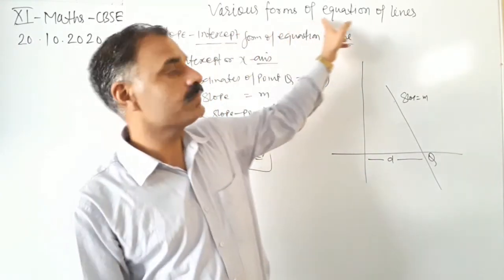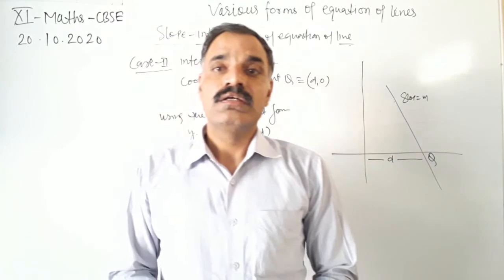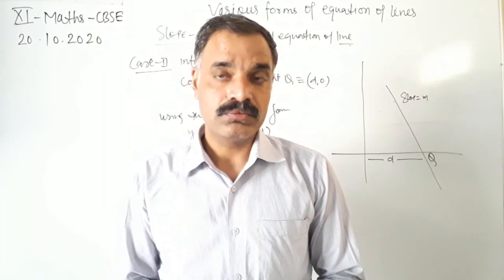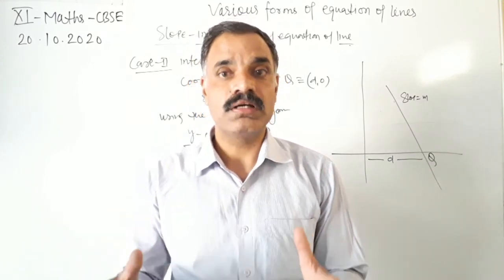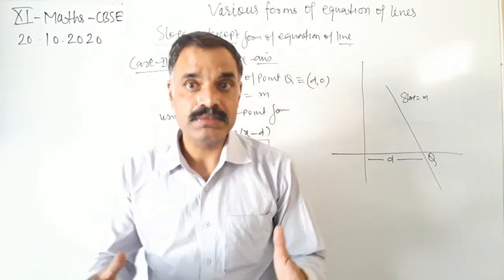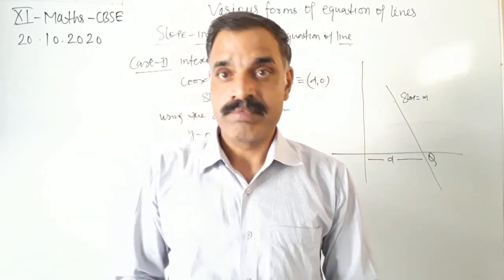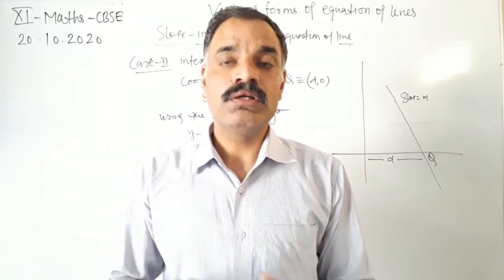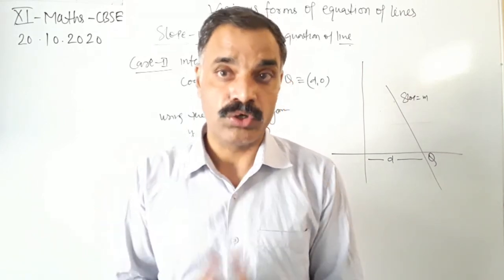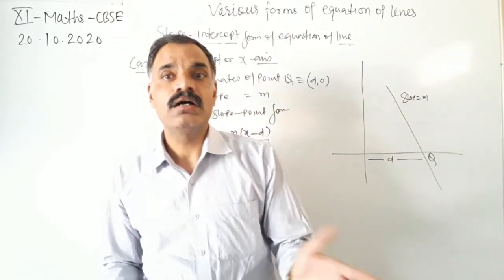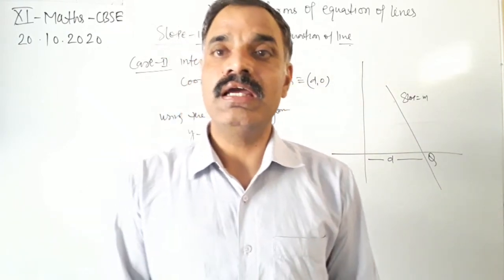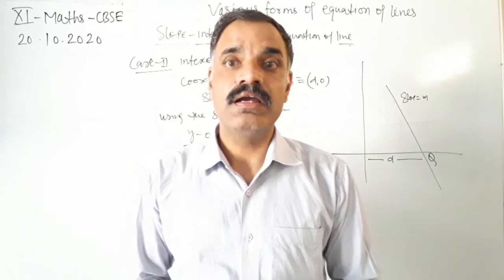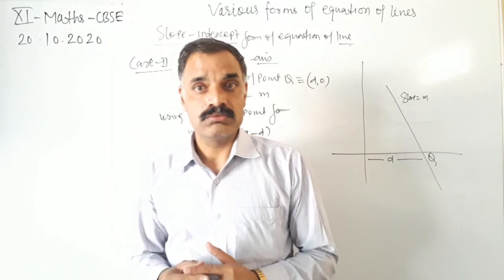Okay, so students, today we have discussed the various forms of the equation of the line. This is a very important topic as far as the straight line is concerned. Equation of the line means the path of the line, and path of the line needs two pieces of information: slope of the line and a point on the line, or two points on the line. By this information we can find the whole details of the equation of the line.